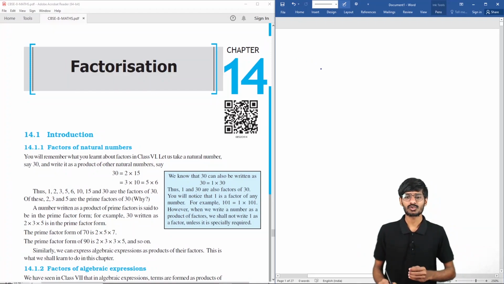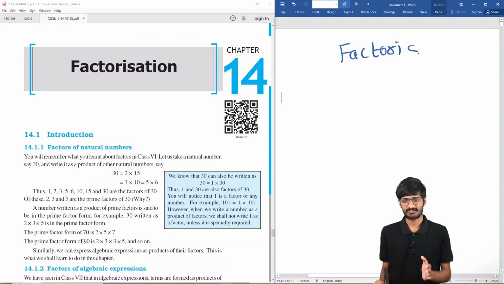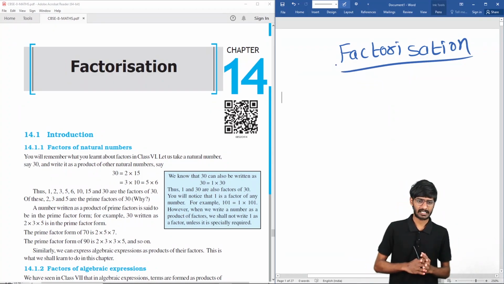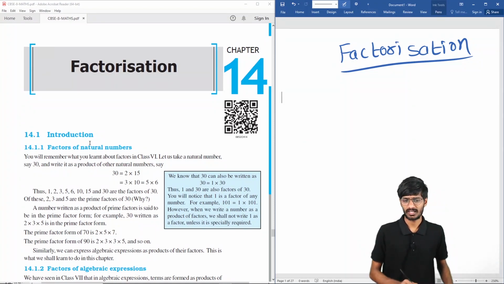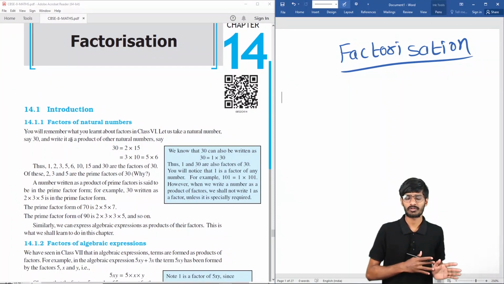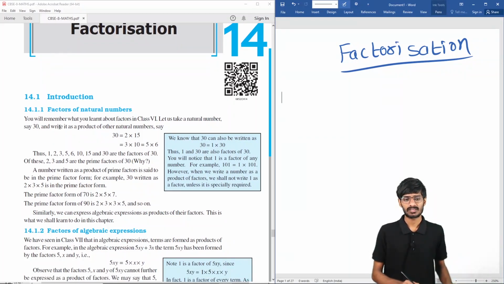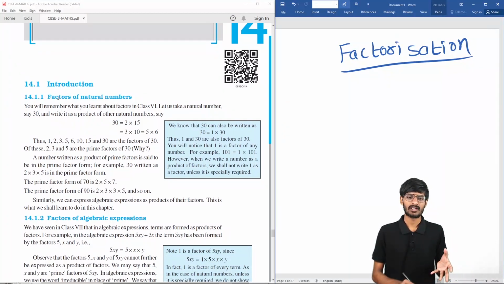Okay students, we're going to start this session with the chapter called factorization. In this chapter, what are the concepts we are going to learn? It is just an overview of the whole chapter, so that is the introduction. Here we are going to discuss factorization in the case of algebraic expressions.